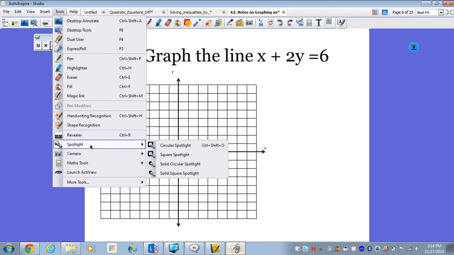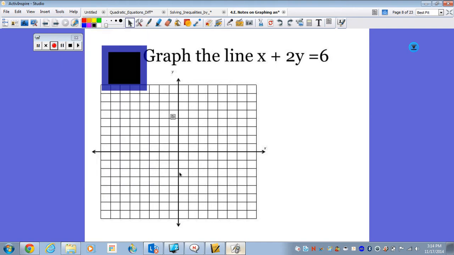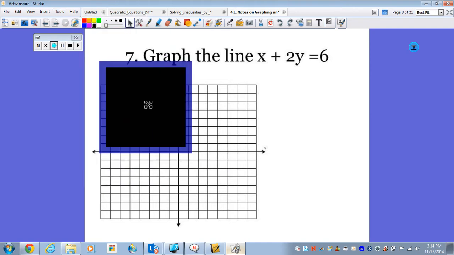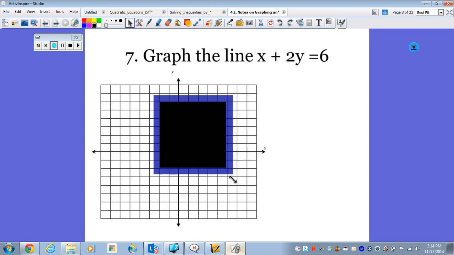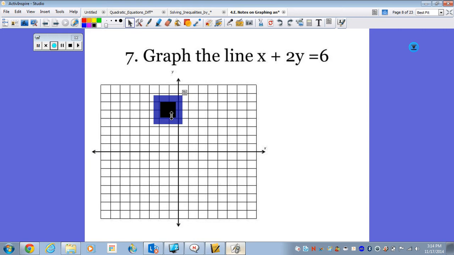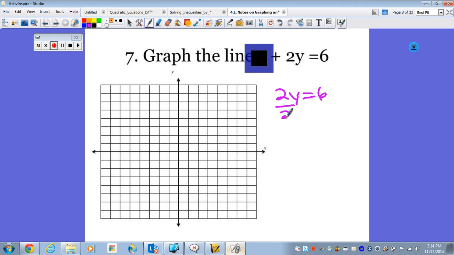Oh no, I don't want anything that big. That's huge. Okay, that actually will work. So here's what I do. Cover that up, okay? If you cover that up, then what you have is 2y equals 6. Divide both sides by 2, so y is 3. 1, 2, 3. This is if you're doing x and y intercepts.